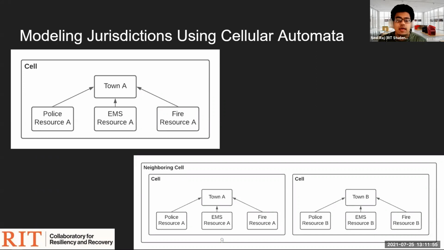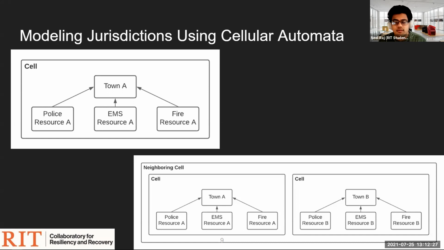Now, this Town A contains several resources and information about them, which is used for planning and handling emergencies within that town, within that cell. Town A contains a police resource, an EMS resource, and a fire resource, which contains information about how they can be used. The bottom right is a neighboring cell. A neighboring cell is a combination of two jurisdiction cells and represents the collective resources and information on those resources between the two towns and jurisdiction cells.